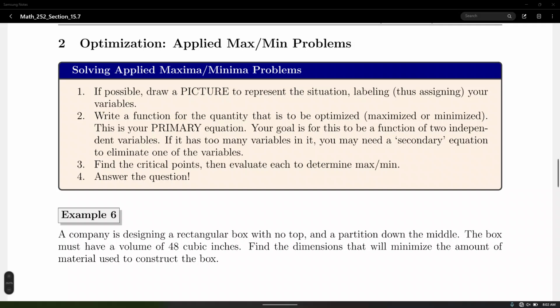Optimization problems. Yes, your favorite problems from Calculus 1. Remember those? Finding the max and the min for a situation in science, in geometry, in economics: maximizing the profit, minimizing the cost. What else? Finding the maximum height of a rocket given the function.